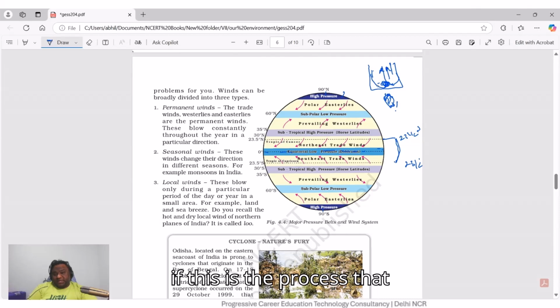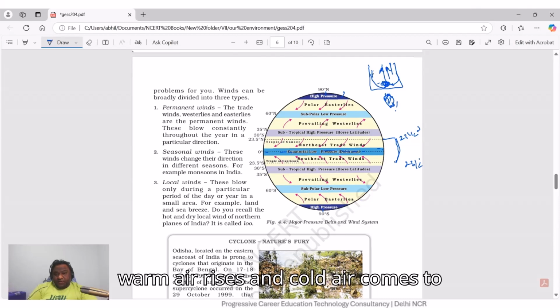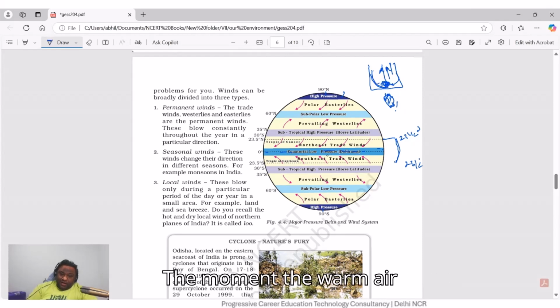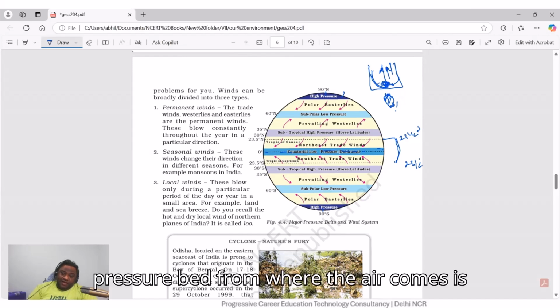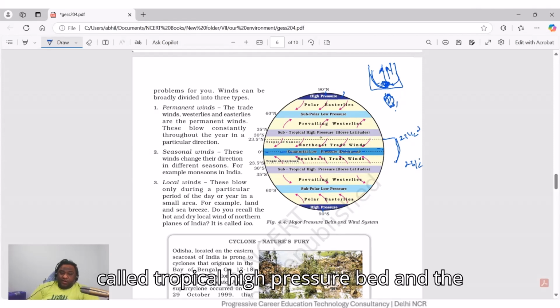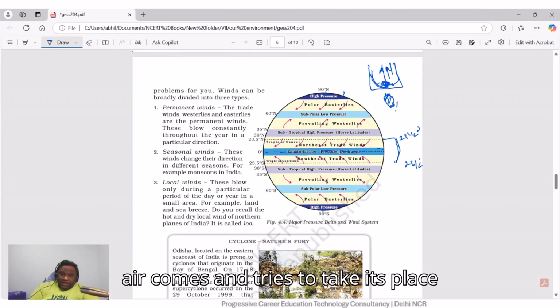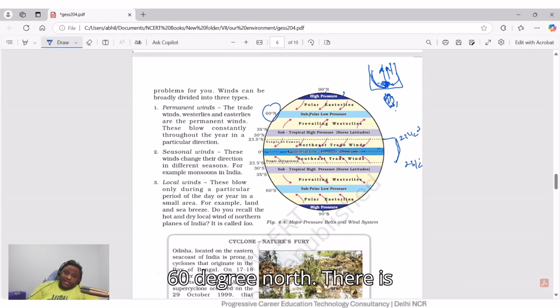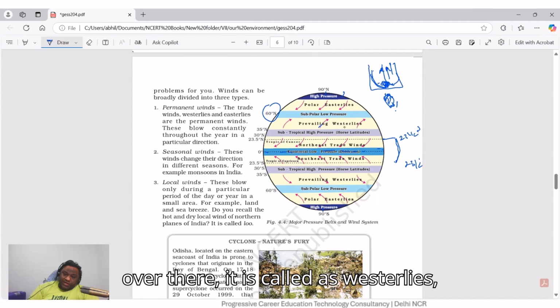So if this is the process, that warm air rises and cold air comes to replace it, the same is happening over here. The moment the warm air rises, the nearest pressure belt from where the air comes is called the tropical high pressure belt, and the air comes and tries to take the place in the equatorial region, and that is called the trade wind. Same at the other level, at 60 degrees north, there is another low pressure belt. Again, from the tropical high pressure belt, air goes over there. It is called the westerlies.